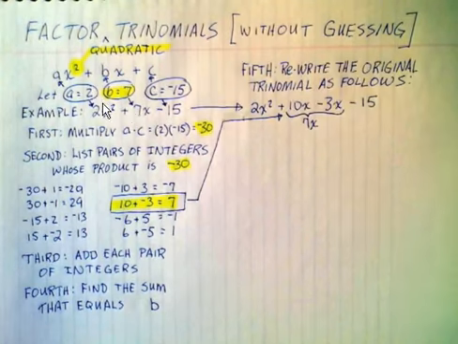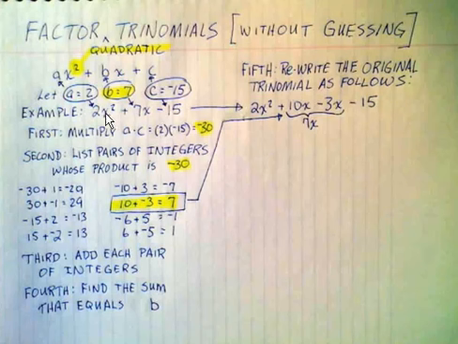So now we can rewrite the original trinomial, but we write it slightly different. We leave the 2x squared alone, and we leave the subtract 15 alone. But we rewrite 7x as 10x subtract 3x. And of course, 10x subtract 3x is the same thing as 7x. They're equal. And we knew to write 10x and negative 3x because 10 add negative 3 equals 7.